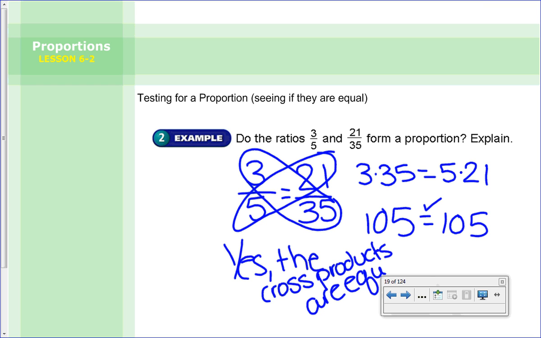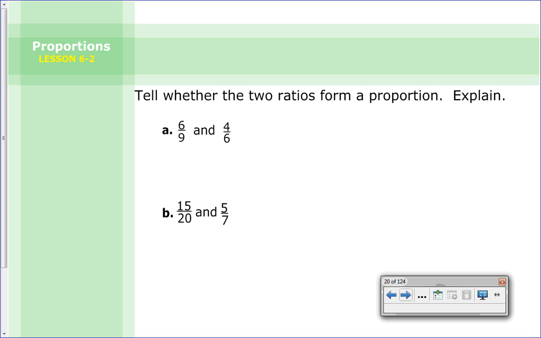And again, if they're ever not equal, so say one side only equaled 100, but the other side equaled 105, then the answer is no. It doesn't matter if they're a 10th off or 1 off or even 100 off. If they're not the exact same, they aren't proportions.